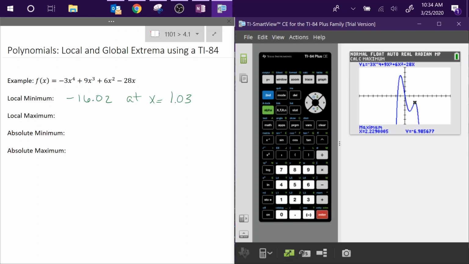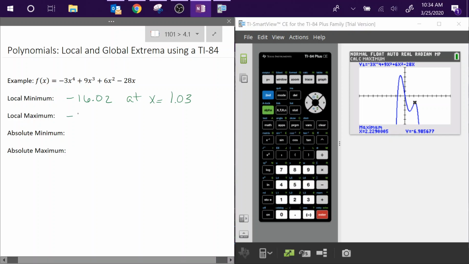And this, it tells us that we have a local maximum of negative 6.99 at x equals 2.23. And then we have another one that we need to investigate.